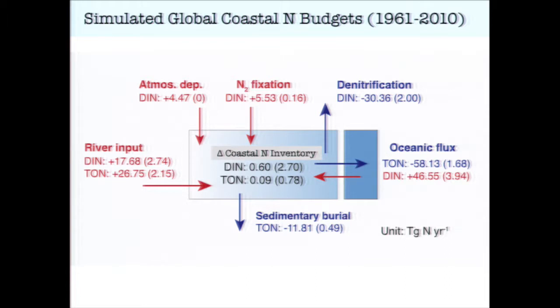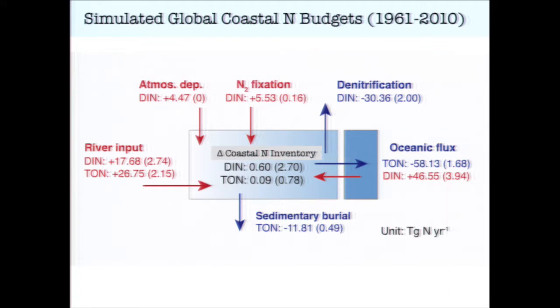So this is the mean global coastal nitrogen budget averaged over the 50-year period. Okay, in the middle, that's the coastal domain, with the open ocean boundary on the right side. Any number in red is a source, and blue is the sinks. So overall, we can see the river contributes a lot, about 45 teragram nitrogen to the global coastal ocean, with both DIN and TON.